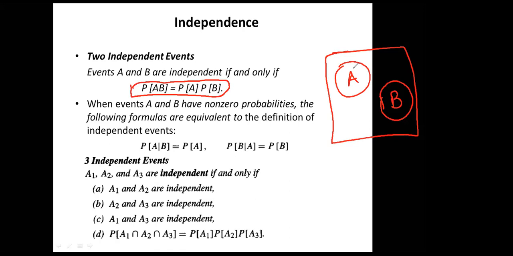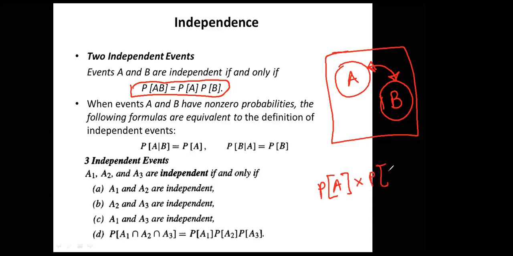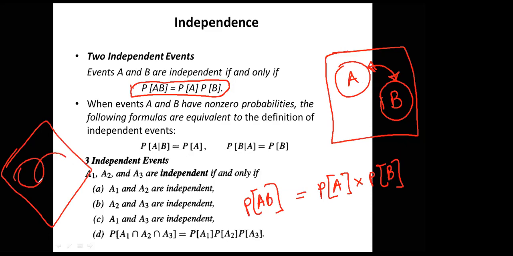Event A and event B will be independent if and only if probability of A multiplied by probability of B is equal to probability of AB. Do you understand? Remember one thing, this doesn't mean that they have to be disjoint or not disjoint. Say for example, if this is A and this is B, probability of AB is what? We know that probability of AB is actually probability of A intersection B.